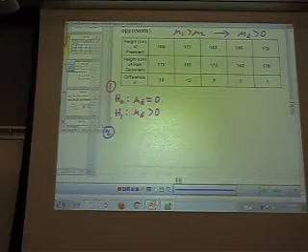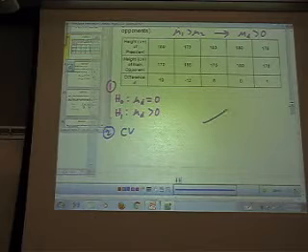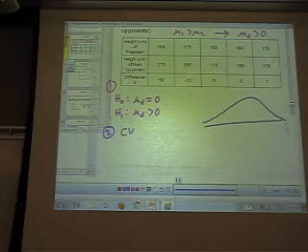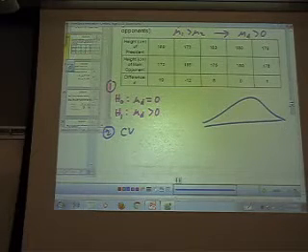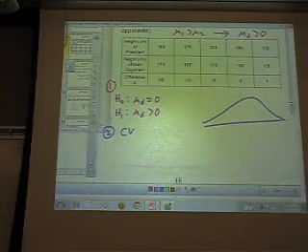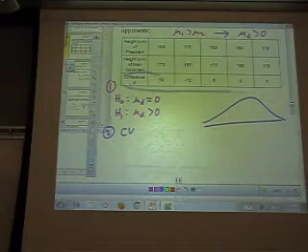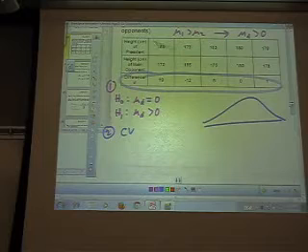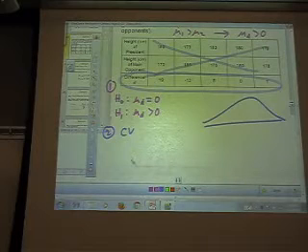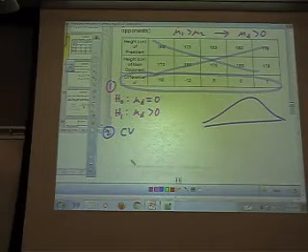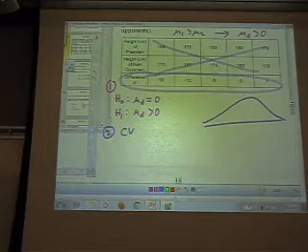Step 2, critical value. Look that up in the table. What's my n? How many of these do I have? 5. Remember, we're just looking at these differences here. We no longer care about the original values. Once we found the differences, we don't care where they came from. Now we only care about these.